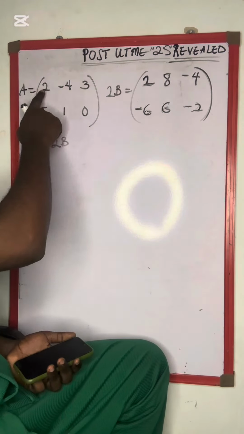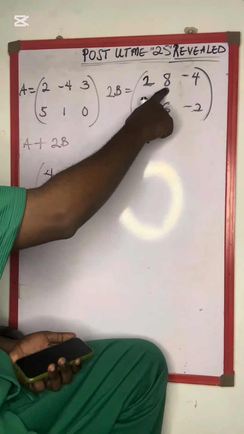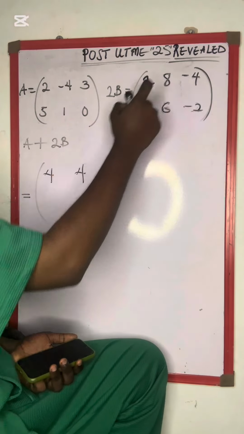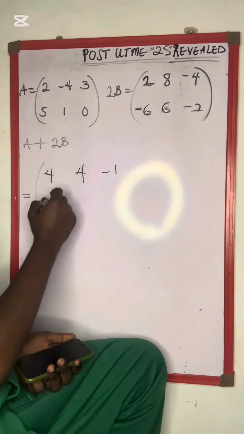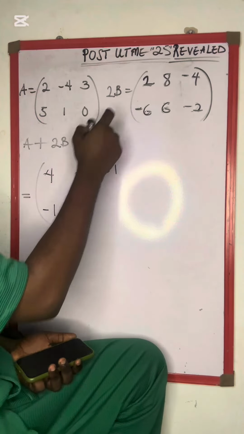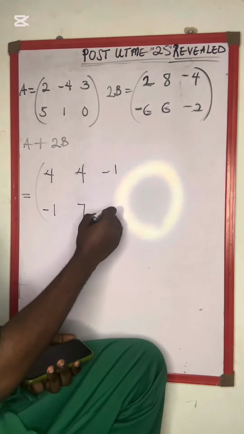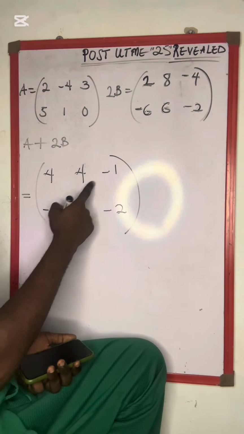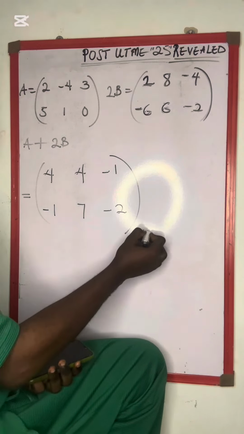Remember, row to row. So 2 plus 2 gives us 4, minus 4 plus 8 gives us 4, 3 plus minus 4 gives us negative 1, 5 plus minus 6 gives us negative 1, 1 plus 6 gives us 7, and 0 plus negative 2 gives us negative 2. So this becomes the answer: 4, 4, negative 1, negative 1, 7, negative 2.